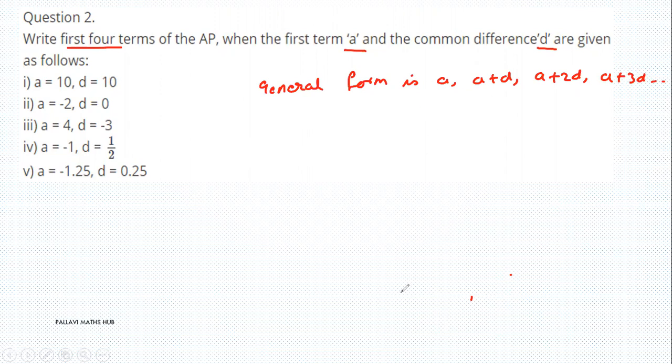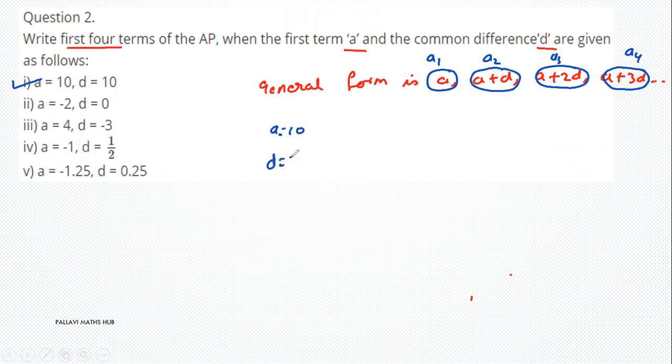Here, the first term is a1, the next term is a2, the next is a3, the next is a4. You need to find out the first 4 terms. Now I'm solving the first sum. a is equal to 10 and d is equal to 10. Find out a1. a1 is equal to a, which is equal to 10.